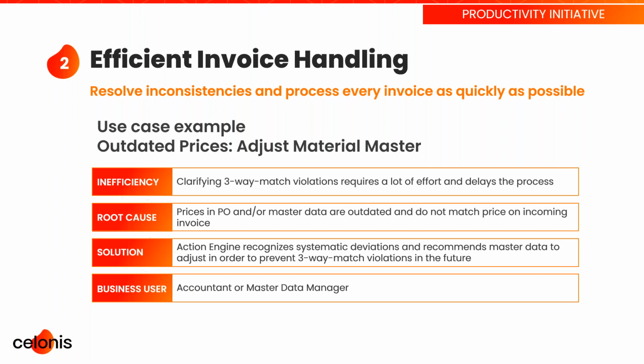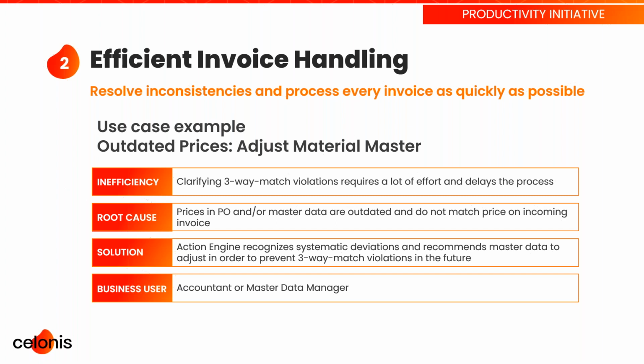So for this particular customer and example, the root cause for these three-way match violations were inconsistencies in the purchase order and the master data. Actually, the master data and therefore also the purchase order were outdated in terms of prices. And that's why the invoice incoming from the supplier didn't match the price given in the PO or the master data.